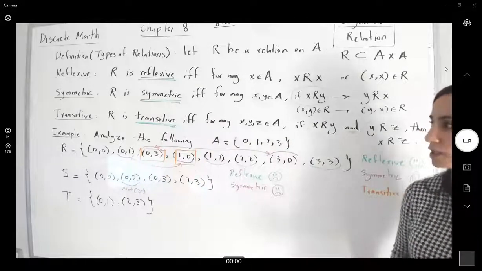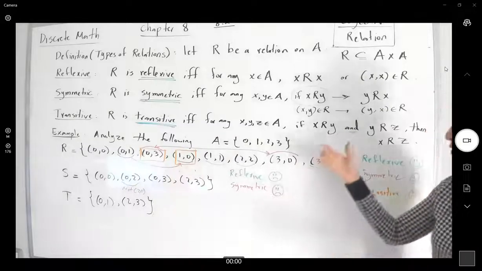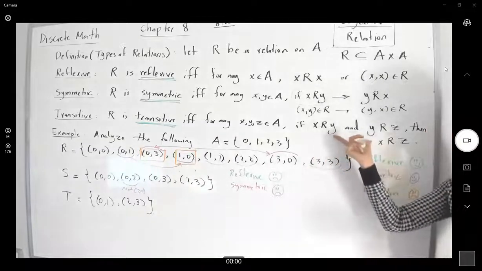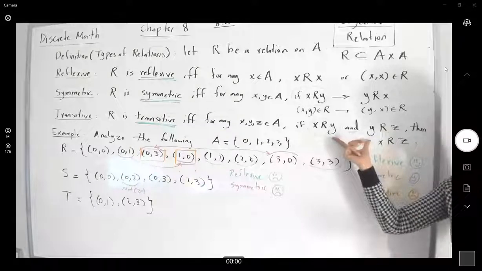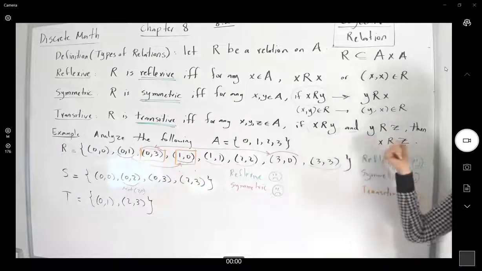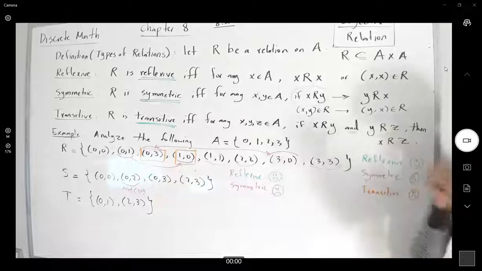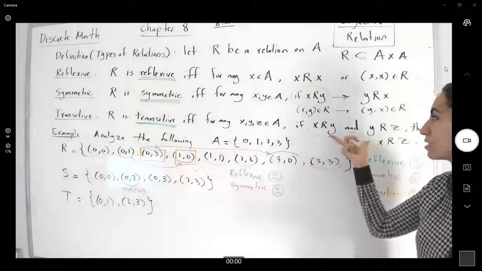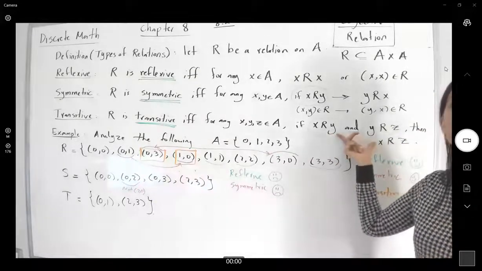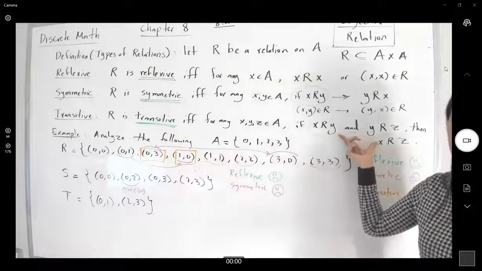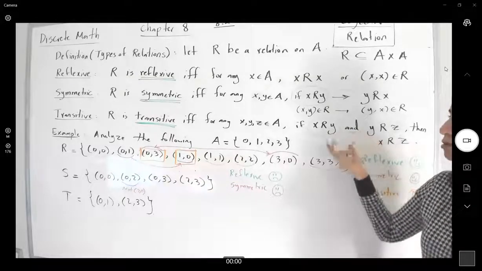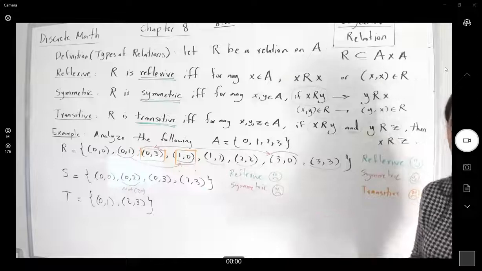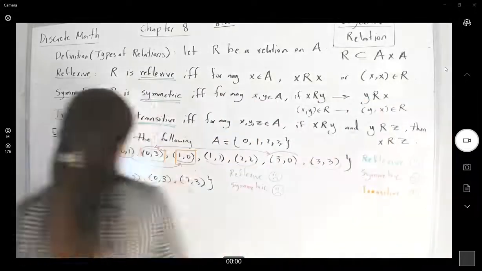Now, transitive. Is it transitive? Take a look at this. You need to have two points to conclude that you have X and Z related together. As long as you have 2 points, you're good for the conclusion. If you don't have 2 points, you just don't say it's not transitive.